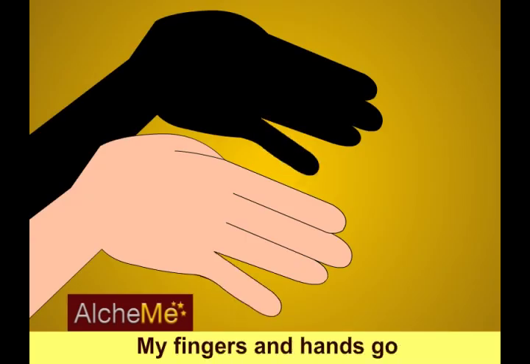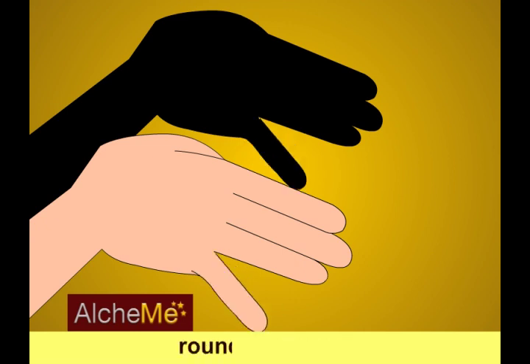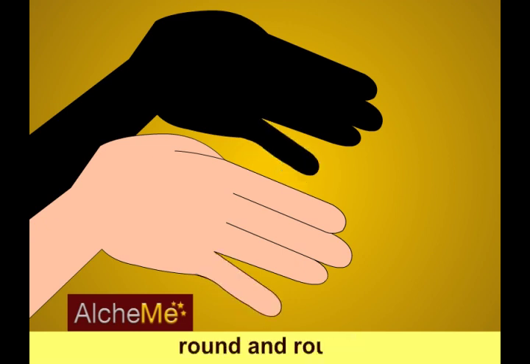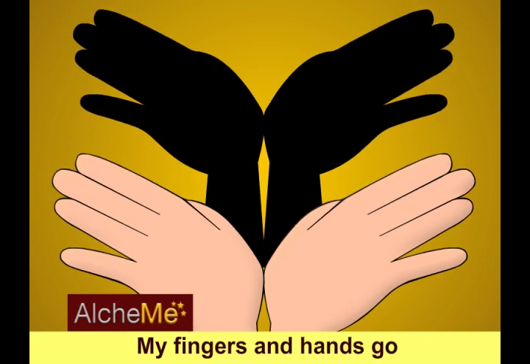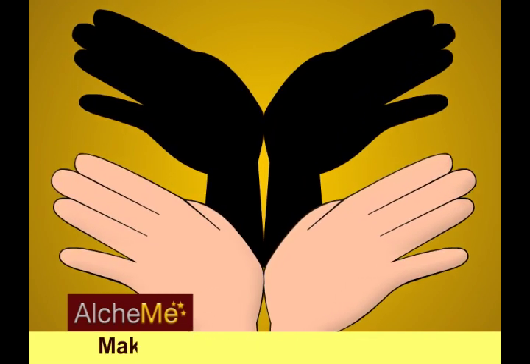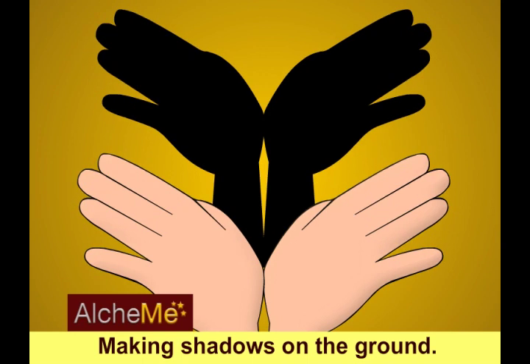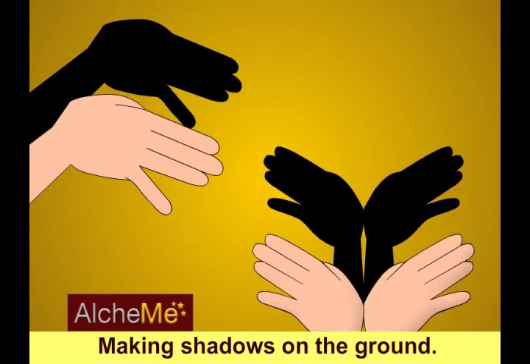Fingers and hands go round and round, round and round, round and round. My fingers and hands go round and round, making shadows on the ground.